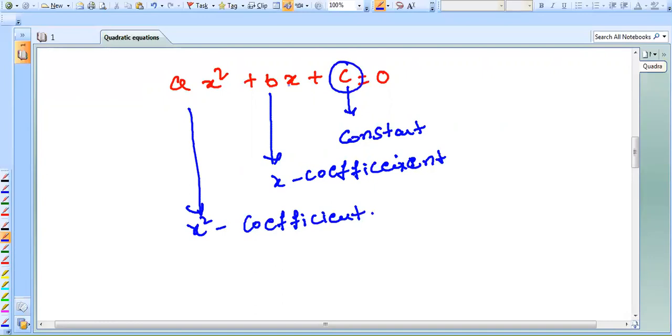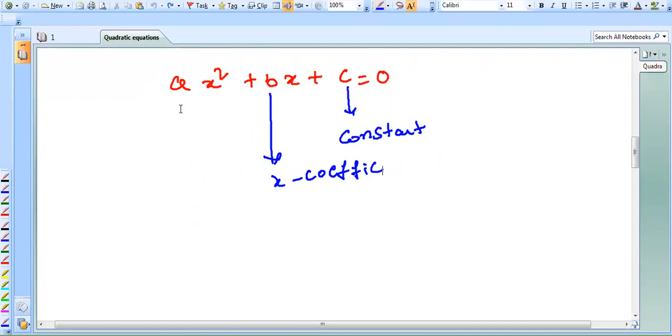This is called the constant. It comes before x, that's why it is called the x coefficient. A is called the x square coefficient, right? I'll give you an example, and after that we will go to the questions.